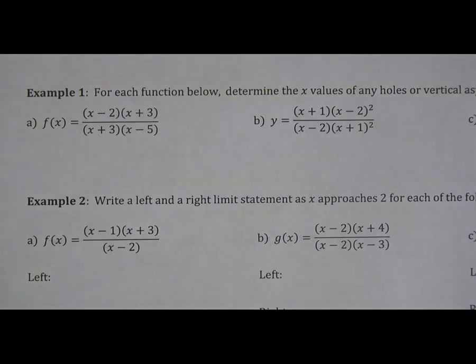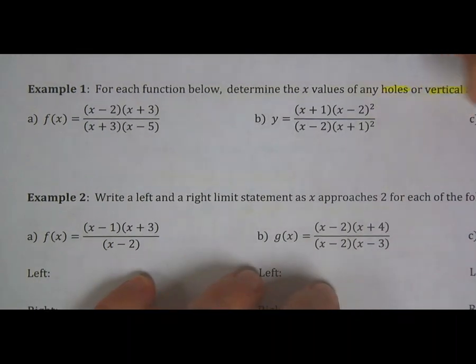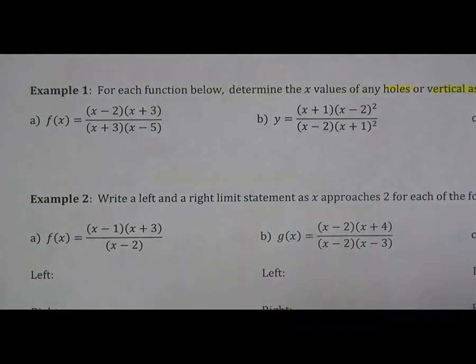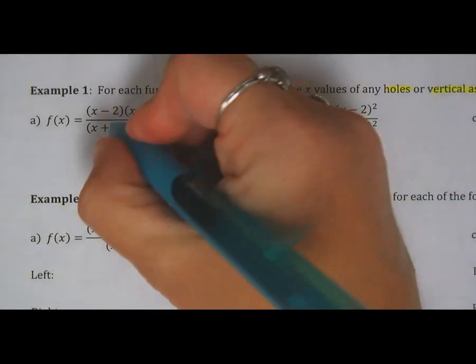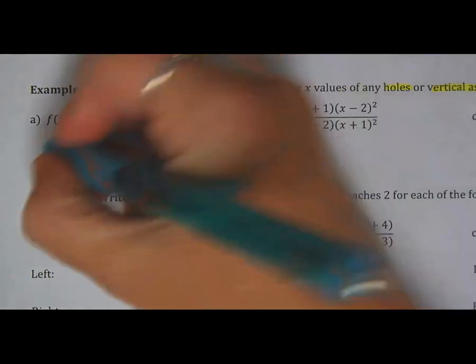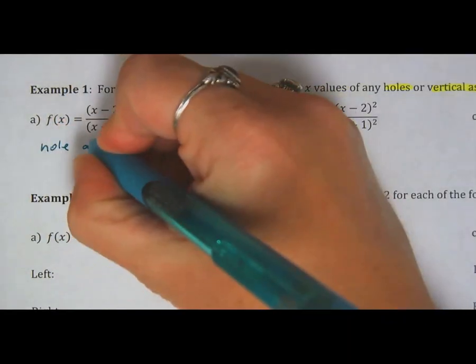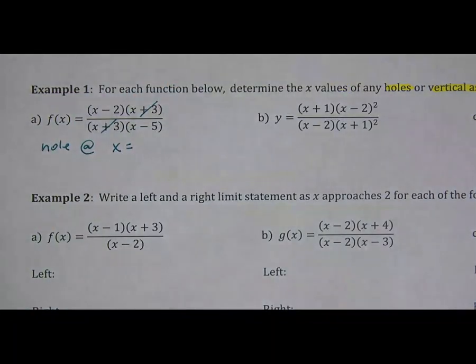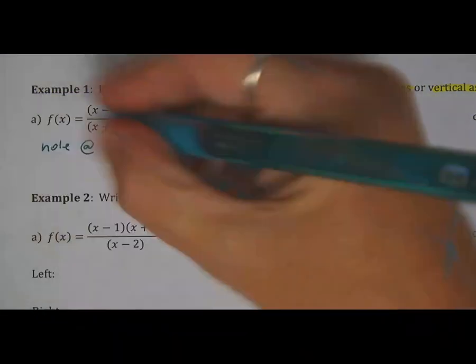Determine where we have any holes or vertical asymptotes. So look at A. Does anything cancel out? Okay. The x plus 3's would cancel. That means this rational function will have a hole at x equals what? Negative 3.